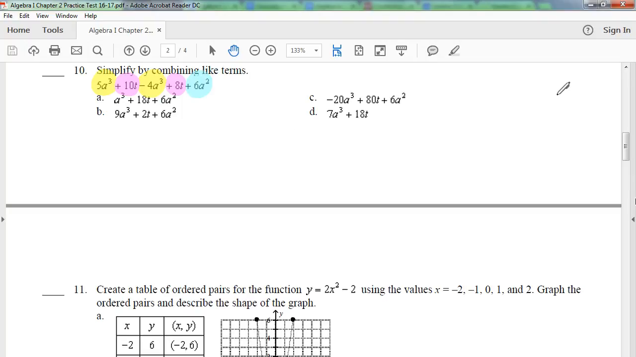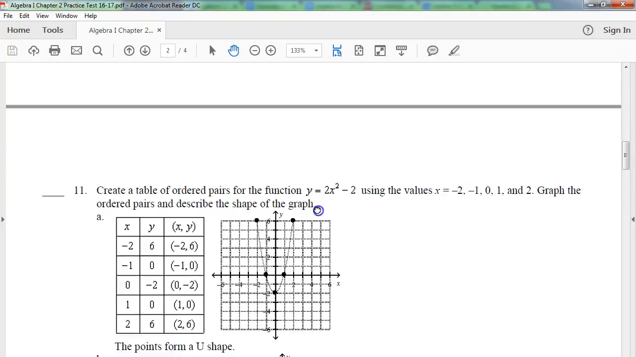So hopefully this will make it a little easier to combine our like terms by color coding our paper. We have 5 of these minus 4 of those, then we have 1 of them. If we have 10 t's plus 8 more t's, that's 18t, and plus 6a squared. And that is option A. So 10 is A.